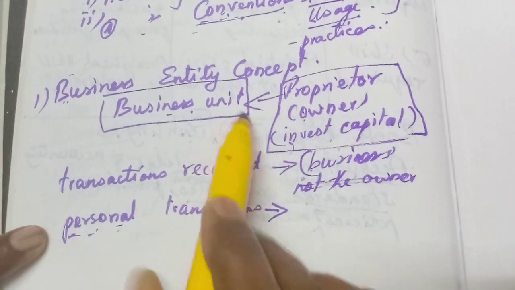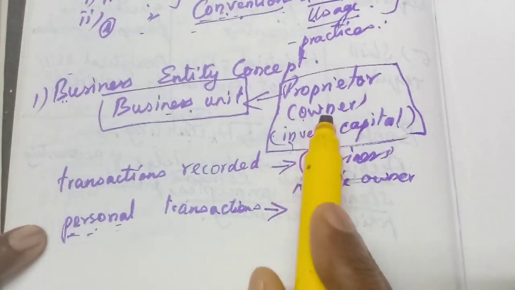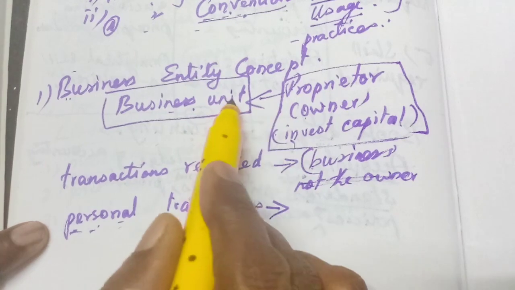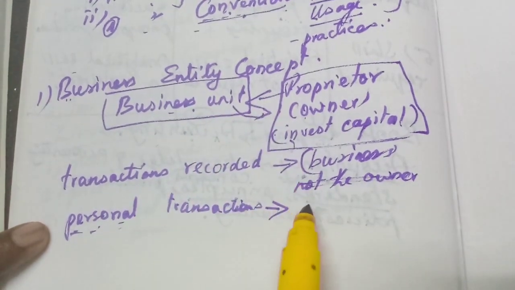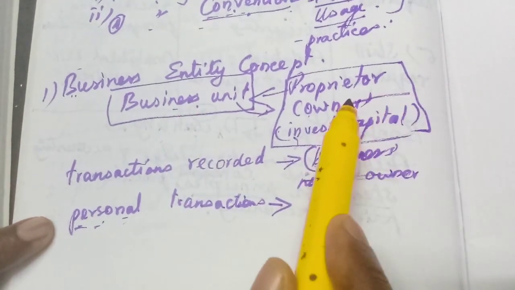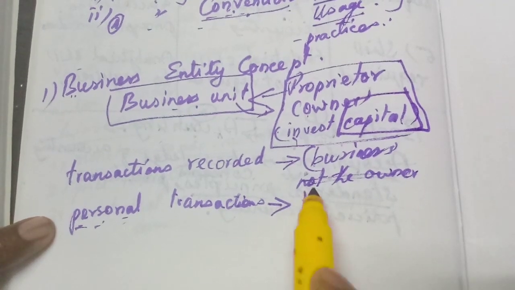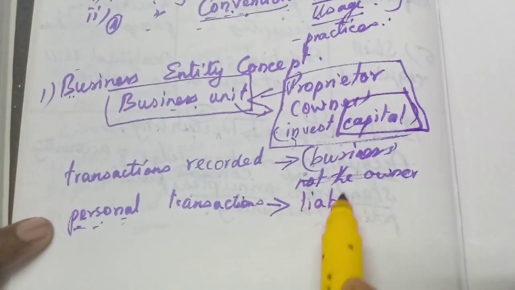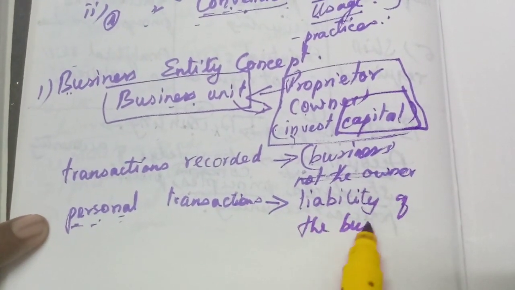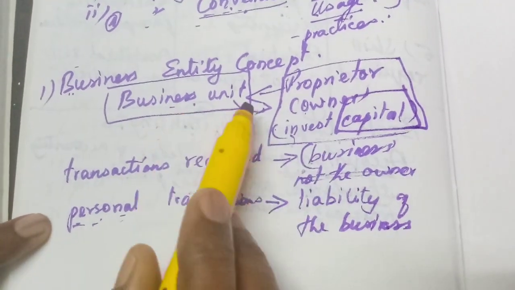Here they consider this as a liability, because the owner is putting money into the business unit, and that should be returned back to the owner. That is considered as an investment, called the capital of the business. Understood? That is considered as the capital, and that will be the liability of the business. Why a liability of the business? Because the business has to return this capital to the proprietor.